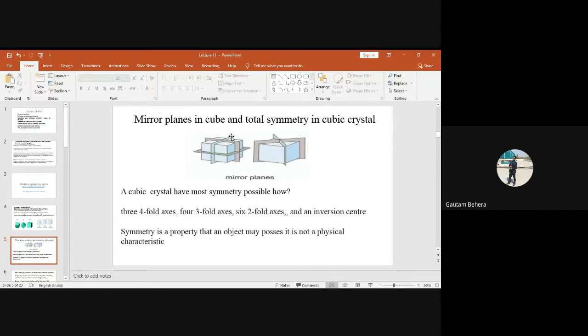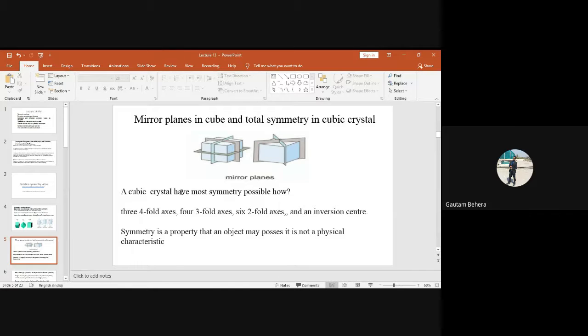Suppose I am choosing this mirror plane first. That means this is a two-sided mirror. The right side is also a mirror, the left side is also a mirror. So this part will be the reflection of this one, and this one will be the reflection of this one. Similarly, if I choose this mirror plane, the top part will be the mirror image of the bottom part, and the bottom part will be the mirror image of the top part. If you choose the diagonal, the same thing happens also.